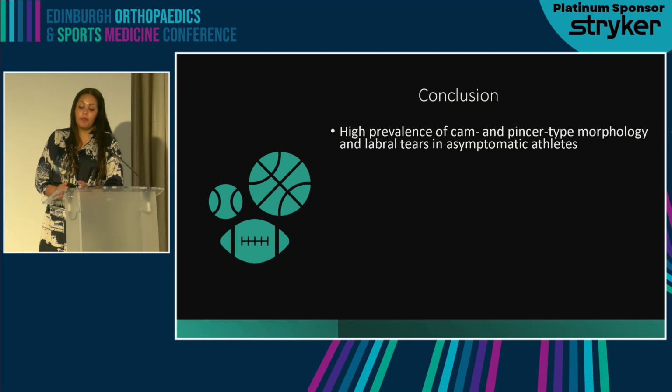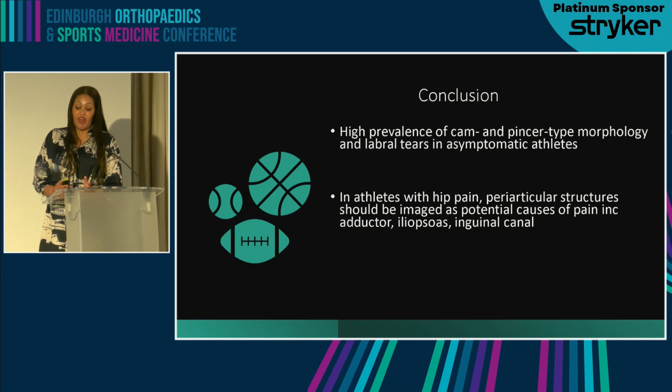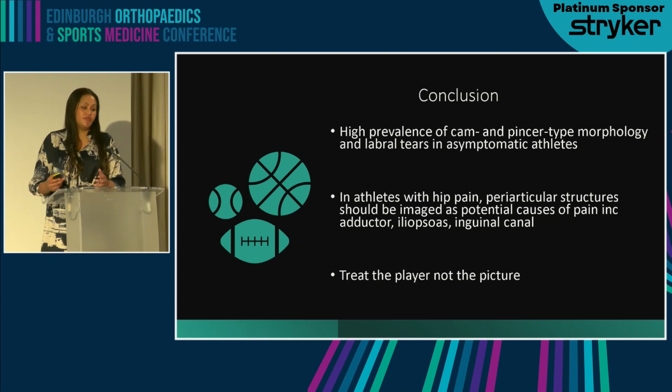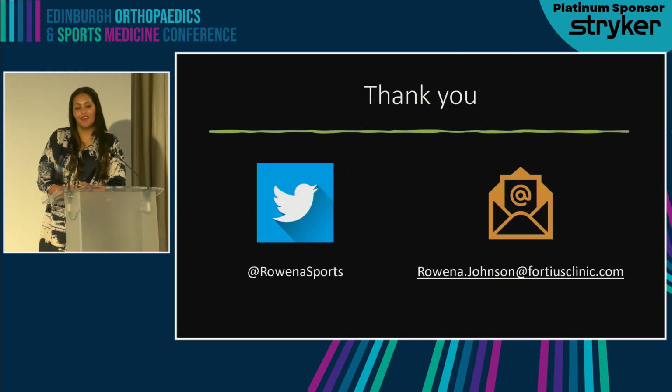So there's a high prevalence of CAM and pincer type morphology and labral tears, even in asymptomatic athletes. If you have athletes with acute hip pain, you have to also image the periarticular structures. So you need to look for other causes of pain, such as the adductor, psoas, and the inguinal canal. And most importantly, treat the player, not the picture. So lots of things that we may see on MRI may not be clinically relevant. Thank you very much.